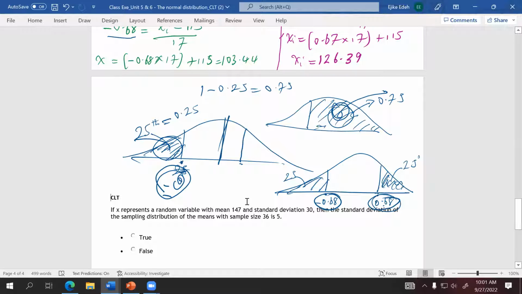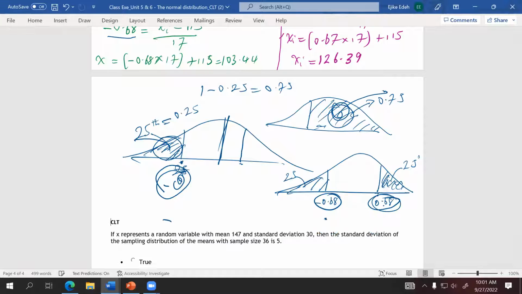Okay. Z is the area? Sorry? Z is the area, right? Z is the numbers on the horizontal line. The area will be the percentage or the proportion, but the Z tells you where that area stops. Okay, so let me draw a different diagram to illustrate that very quickly.